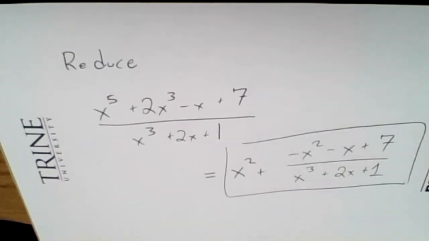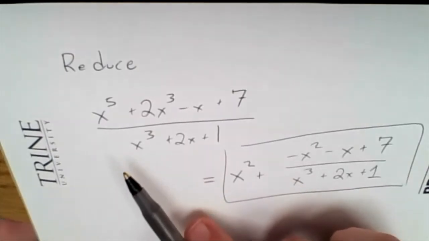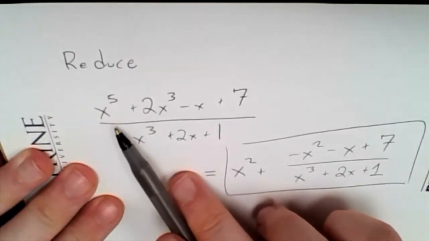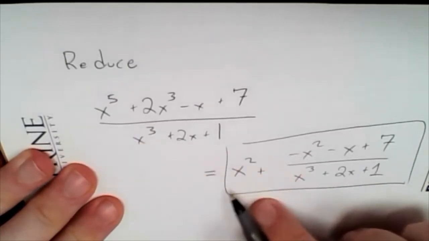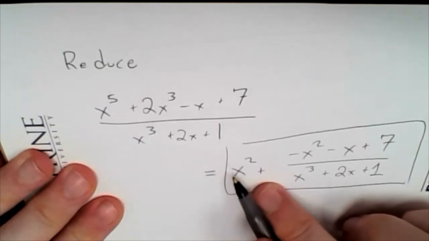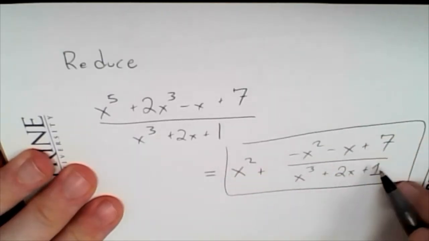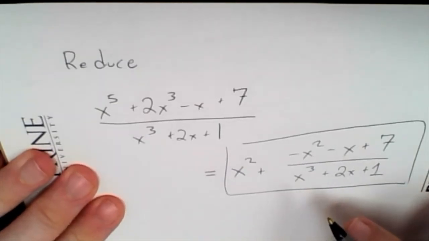One thing to notice here is that I started out with a rational function where the largest power of x was on the numerator. When I'm finished, here I've just got a polynomial, just a nice x squared. And that remainder term, I still have a rational function, but now the largest power of x is on the denominator. That's one of the ways that I have to check that I got the right answer.